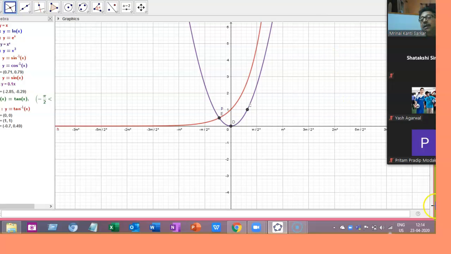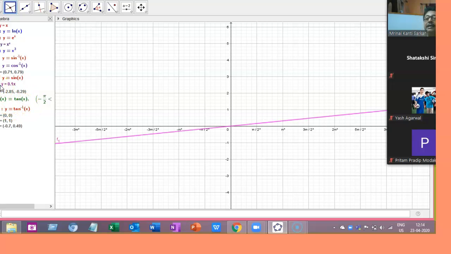Let me do for another one. Suppose I am taking y equal to 0.1x, that is x by 10, and you are asking me to find the number of solutions of the equation sin x equal to x by 10. Sin x I have plotted. If I have given you the interval minus 2 pi to 2 pi, how many solutions are there?